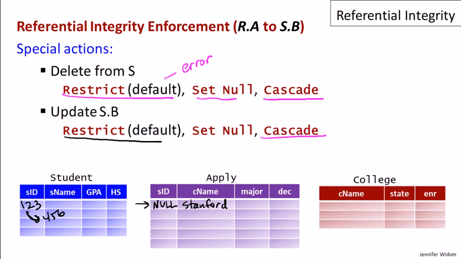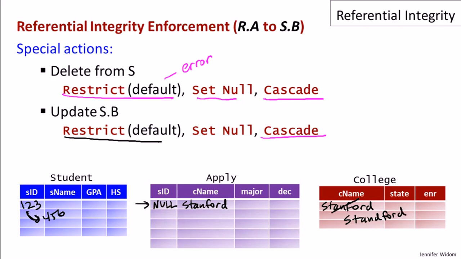Cascade says that if we update a referenced value, then we'll make the same update to the referencing value. So let's say we have Stanford over here. In fact, we have to if we have the referential integrity constraint being correct. And now let's say that somebody comes along and says, I think Stanford is spelled wrong. It's actually Stanford. Well, that's actually a common misspelling for Stanford. The first one was correct.